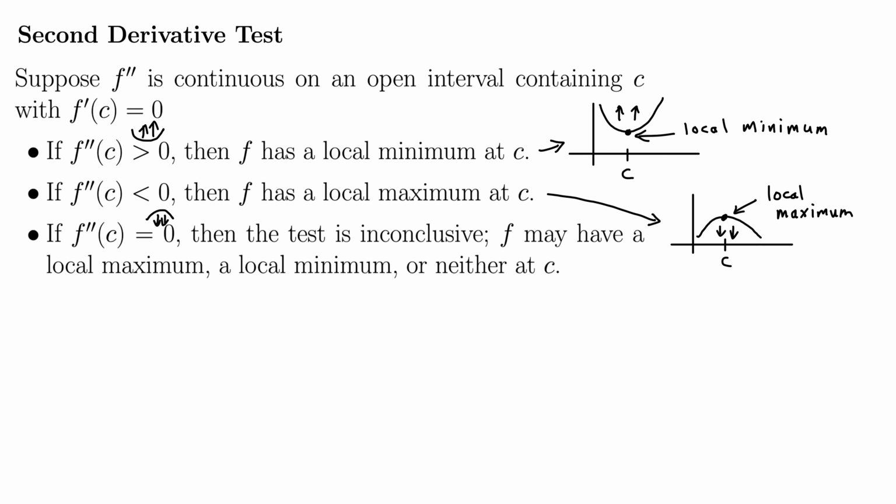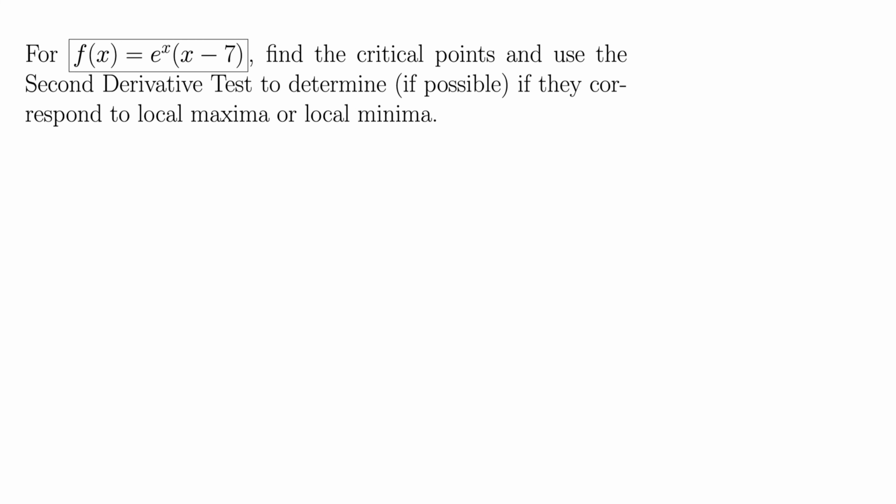Let's try an example. For f of x equals e to the x times the quantity x minus 7, find the critical points and use the second derivative test to determine, if possible, if they correspond to local maxima or local minima. Okay, let's do it. First we find the critical points, and remember those are where the derivative either equals 0 or does not exist. So let's take the derivative and see what happens.